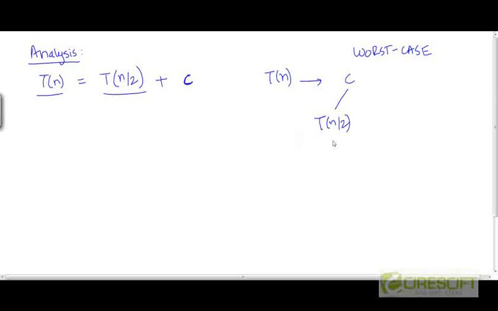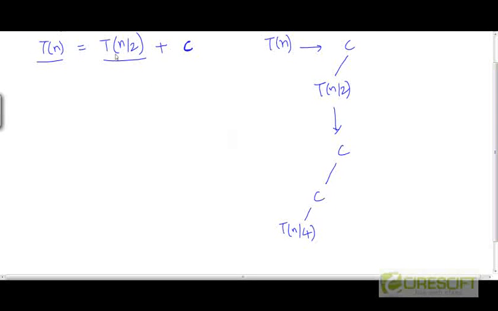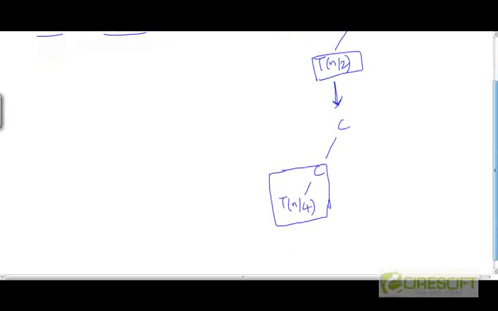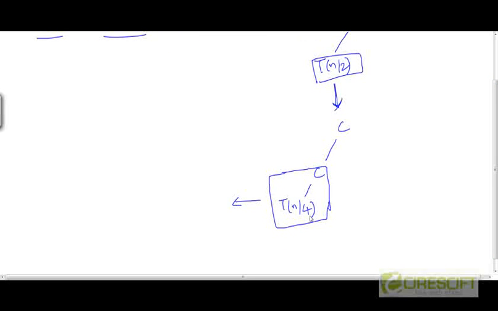Again, putting the constants over here and writing the subproblems as the left child or the right child of the original node. So in the next iteration, this is going to become c followed by another c followed by T(n/4), because T(n/2) is going to be T(n/4) plus c. In the next iteration, we'll replace T(n/4) by T(n/8) plus c. So this will be c, c, c, T(n/8).